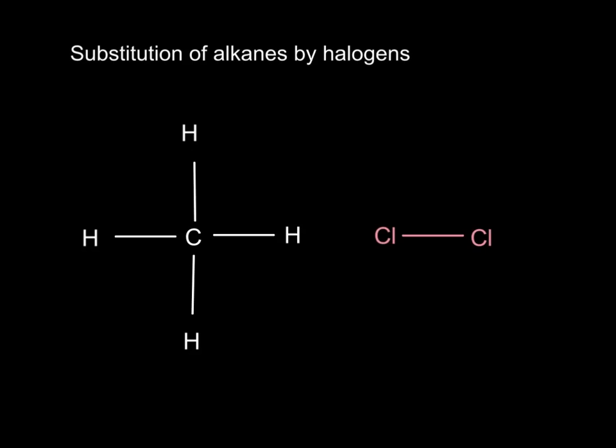The first one is substitution. For example, substitution of alkanes by halogens. By definition, substitution happens when an atom or group of atoms in a molecule is replaced by another atom or group of atoms. Here, a hydrogen atom of methane molecule is replaced by a chlorine atom to give chloromethane.